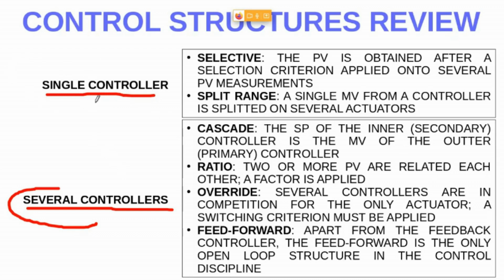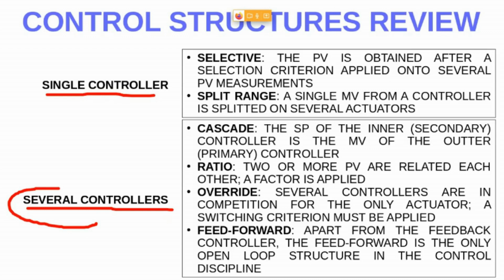Well, if we have a look at these single controller structures, here we have the selective. Remember, we have several PV variables, so we have several process variables. So the PV is obtained after a selection, so the word comes from selection, a criterion applied onto several PV measurements. Remember that this is done because we have several measurements on a process that is so huge, and we cannot have just a single measure.